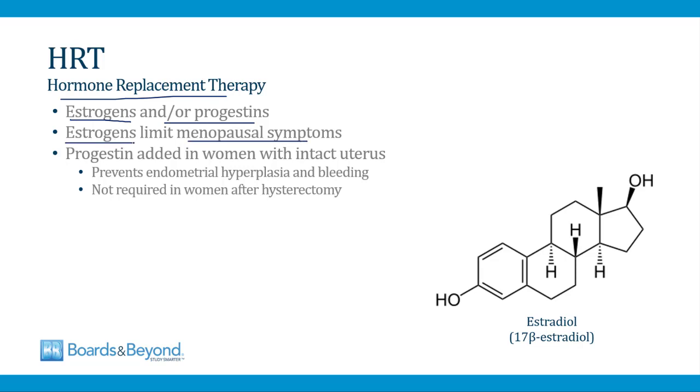The estrogens limit the hot flashes, but you need to add a progestin if the woman has an intact uterus. If you give a woman with an intact uterus just estrogens, she will have endometrial growth. This will lead to endometrial hyperplasia and irregular bleeding. So in women who have an intact uterus, you have to also give progestins to prevent hyperplasia and bleeding from occurring. This isn't necessary in women who have had a hysterectomy, but in women who have an intact uterus, progestins need to be added to estrogens.